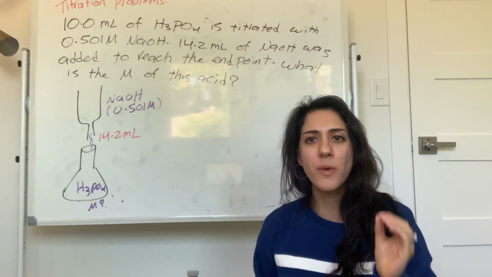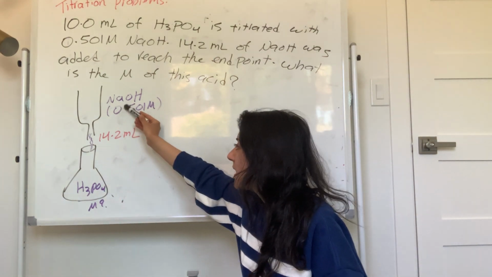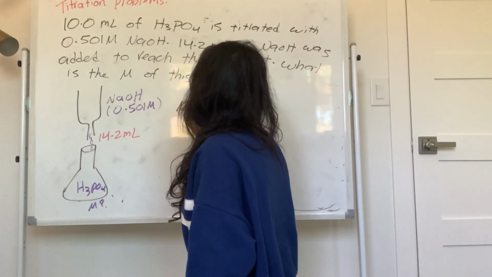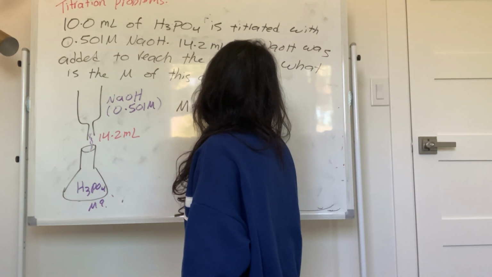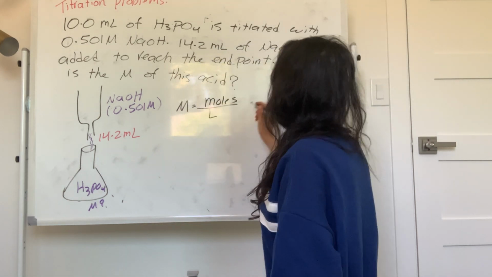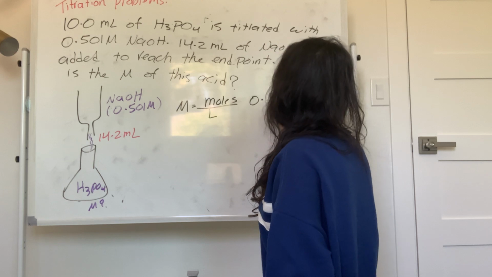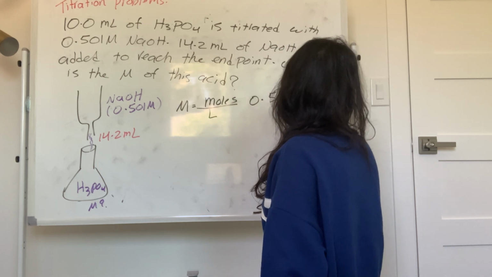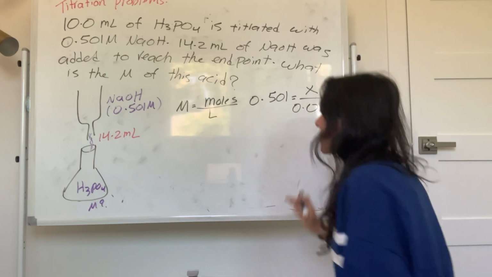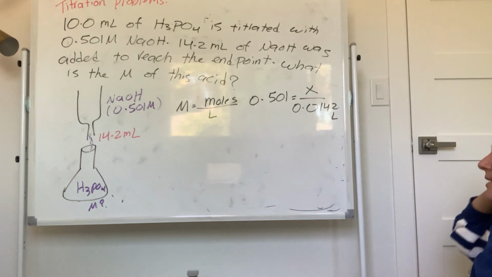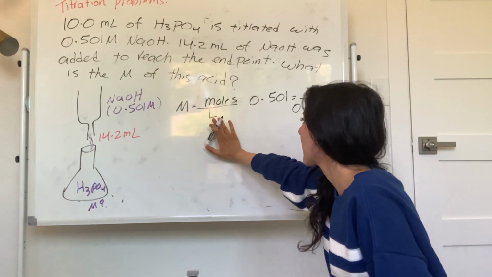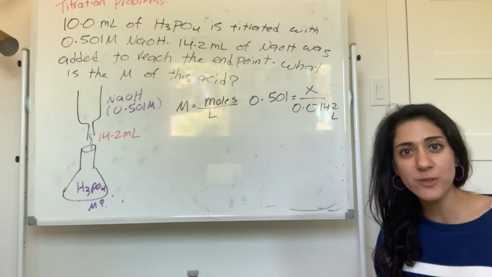So the first thing you will always do, figure out how much NaOH you added to this beaker, right? Molarity is moles per liter. The molarity of NaOH is 0.501. I don't know the moles. I added 0.0142 liters. You following me? Okay, so I'm trying to figure out how much of the NaOH I added. I have the molarity, I have the volume, I can figure out how many moles I added.